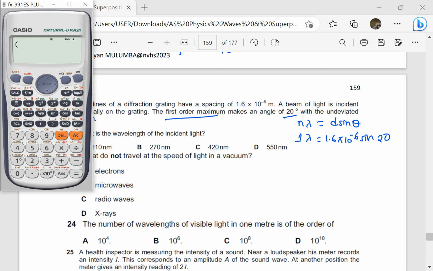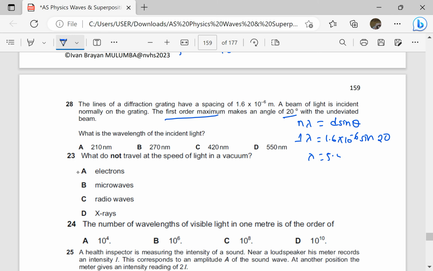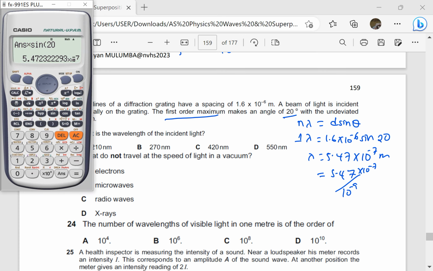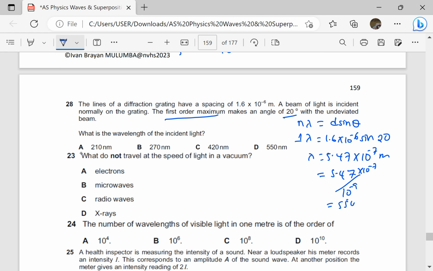So this means lambda is going to be 1.6 times 10 power negative 6 times sine of 20, which makes our answer 5.47 times 10 power negative 7 in meters. To bring in nano, we divide 5.47 times 10 power negative 7 by 10 power negative 9. That gives us 547, or approximately 550 nanometers. So our answer is going to be D.